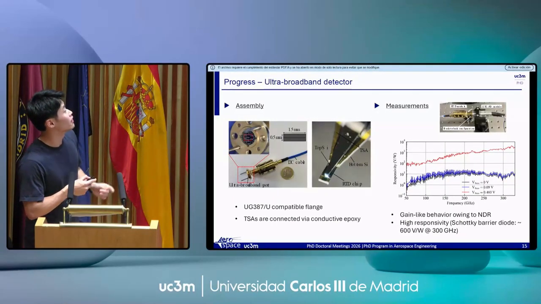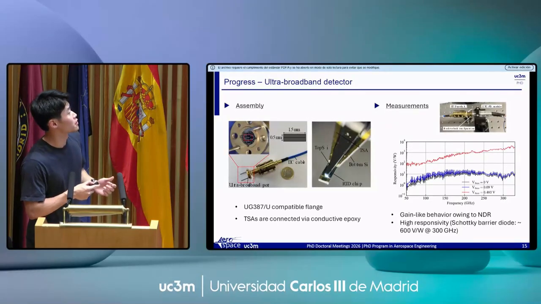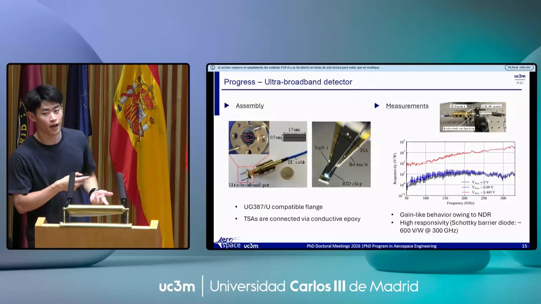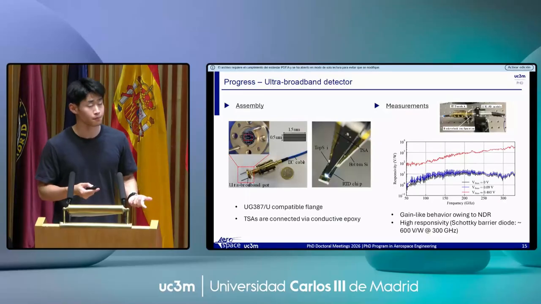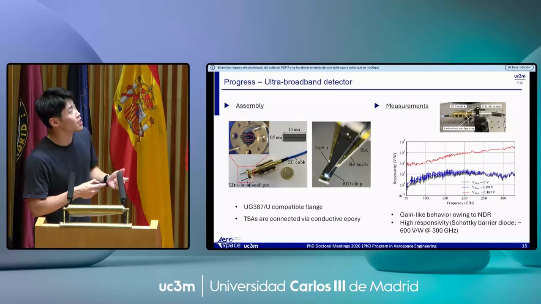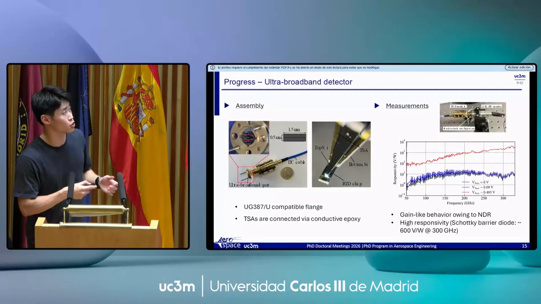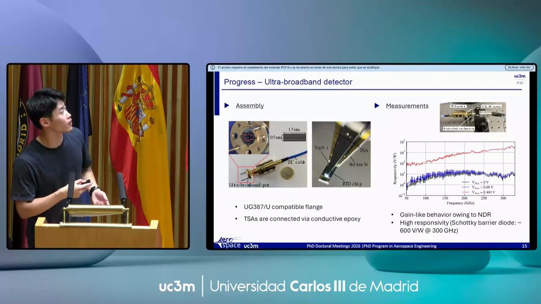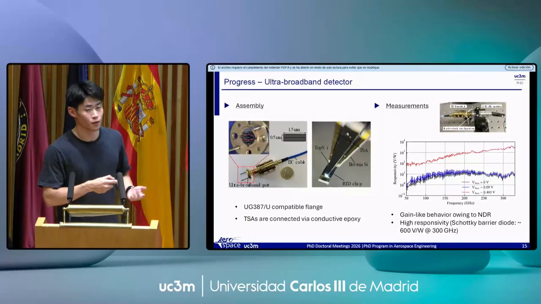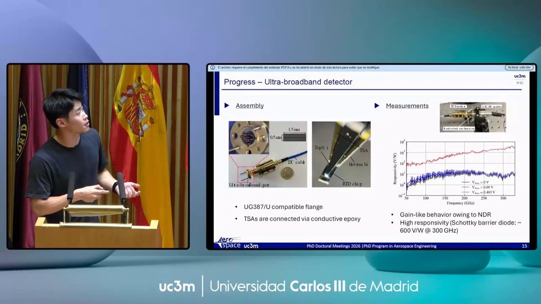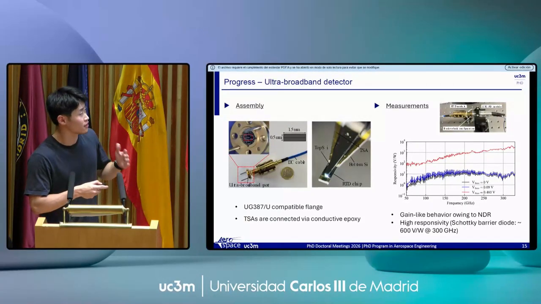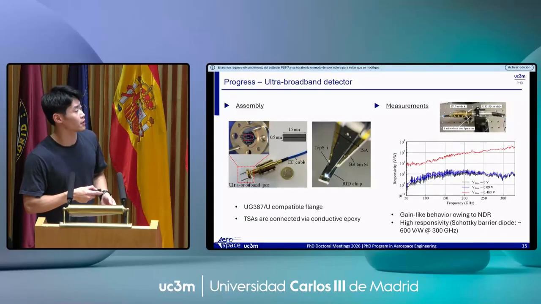So we packaged the resonant tunneling diode chip in the same way as we did for the transmitter. And we characterized the device using the developed ultra-broadband transmitter like this. The measurement results show that there is a gain-like behavior owing to the negative differential resistance region at a certain bias point, and it shows high responsivity across the entire frequency band.